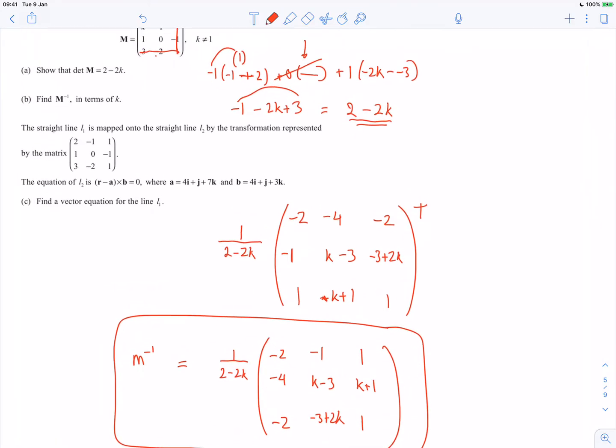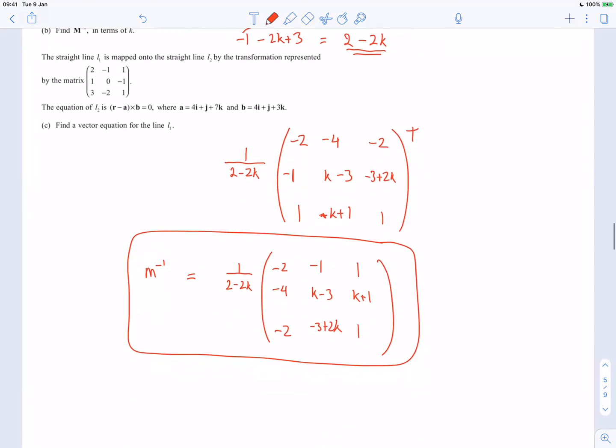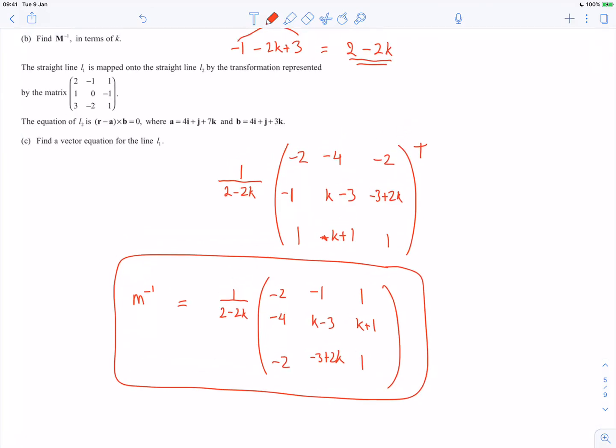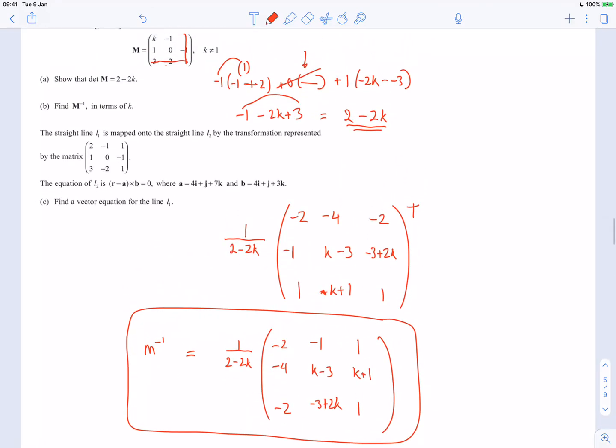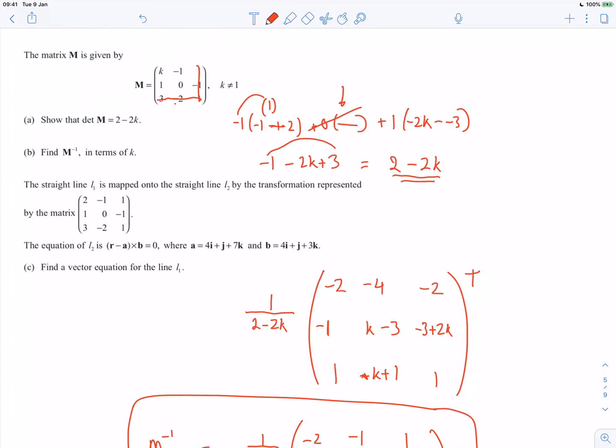Okay, right, the straight line L1 is mapped onto the straight line L2 by the transformation represented by the following. The equation of L2 is that r minus a cross product b equals 0, where a is that and b is this. Find a vector equation of L1. Okay. So, what is this saying?